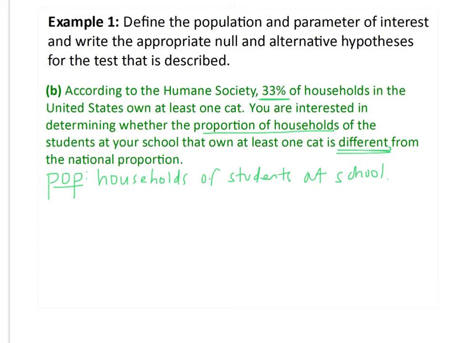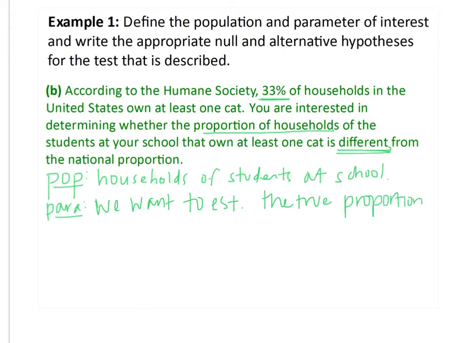Since I'm comparing the national average with students at your school, and this is who I'm taking a sample of, that's my population. The parameter, or what I'm measuring, is we want to estimate the true proportion of students who own at least one cat. So this is my population and parameter.